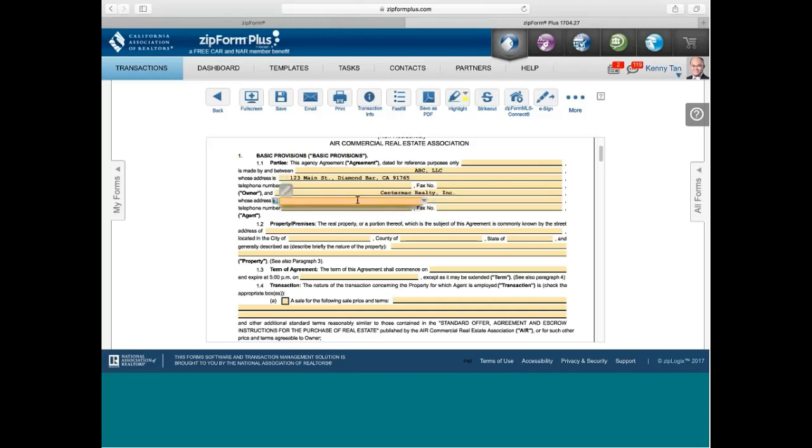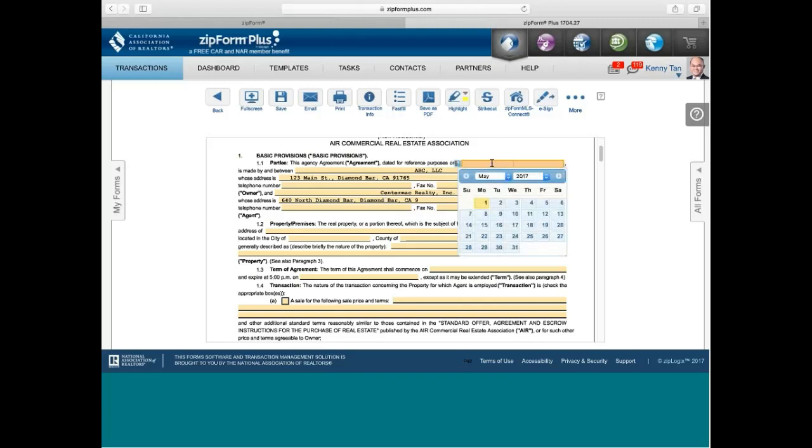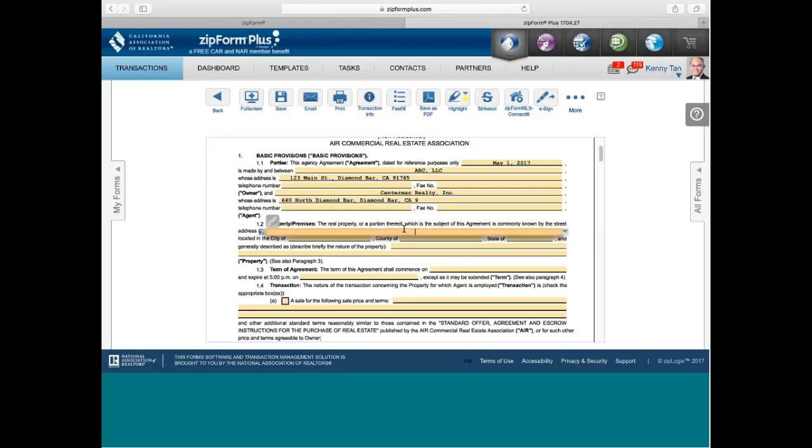Centermac's address, whichever office you belong to. And then the phone number and the fax number. Okay, so usually we put a date for reference, so we'll put May 1st as the date. Property premises, usually we put the address. Okay, let's say, I'll just put in an address here, assuming this is the property in question.